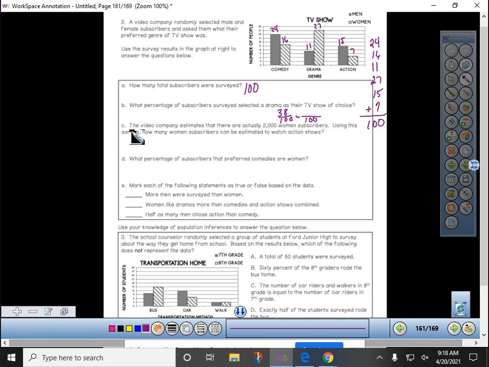Yes. Letter C, the video company estimates that there are actually 2,000 women subscribers. Using this sample, how many women subscribers can be estimated to watch action shows? This would be another proportion. Make sure you're writing it down. So how many women like action? 7. Out of 100. If 7 out of 100, it wants to know how many out of 2,000. Write it down.